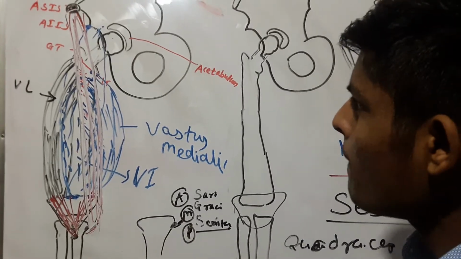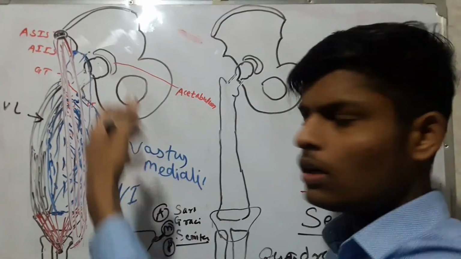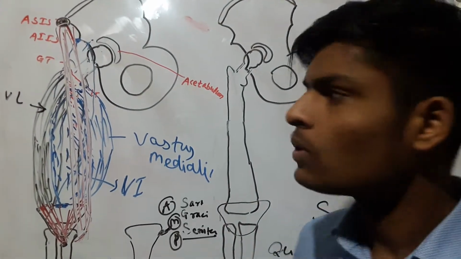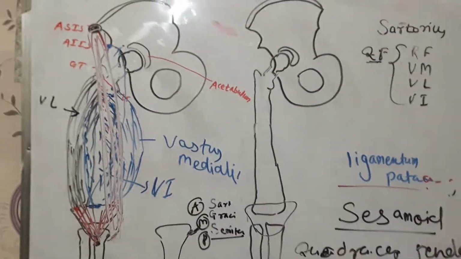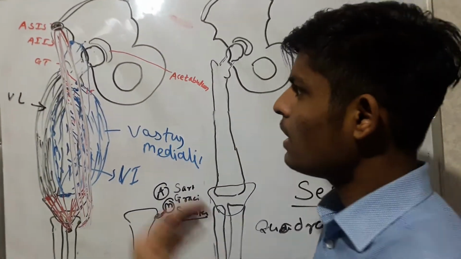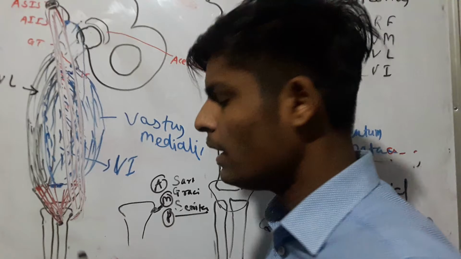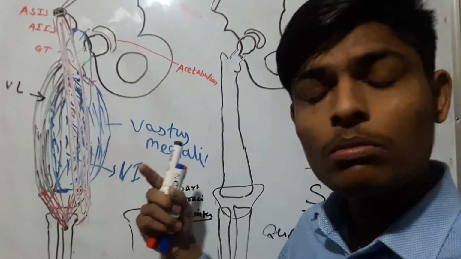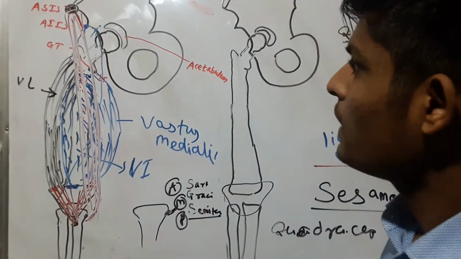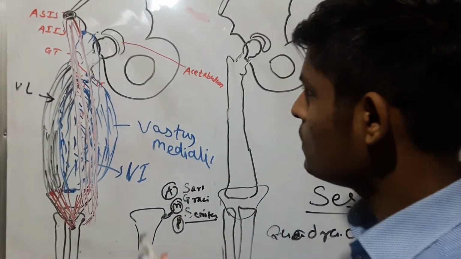Okay, so now that was about origins and insertions. It's not that difficult to remember this origin and insertion. When you draw these diagrams two to three times, you will understand it very clearly. Okay, next, what about actions now? Sartorius helps in abduction, that means the movement of the thigh away from the body, and flexion at the knee joint. Again, it helps in lateral rotation of the thigh.